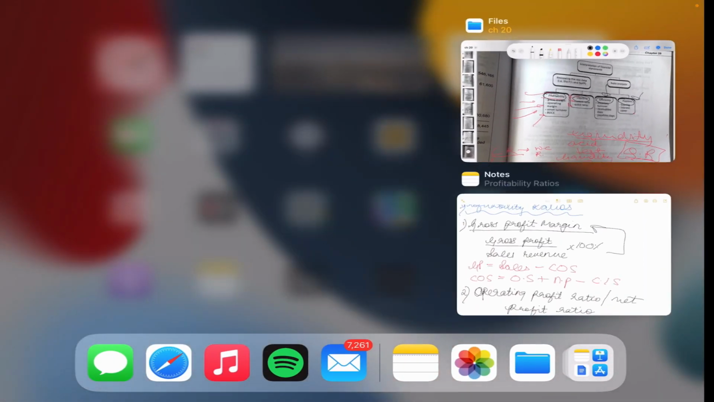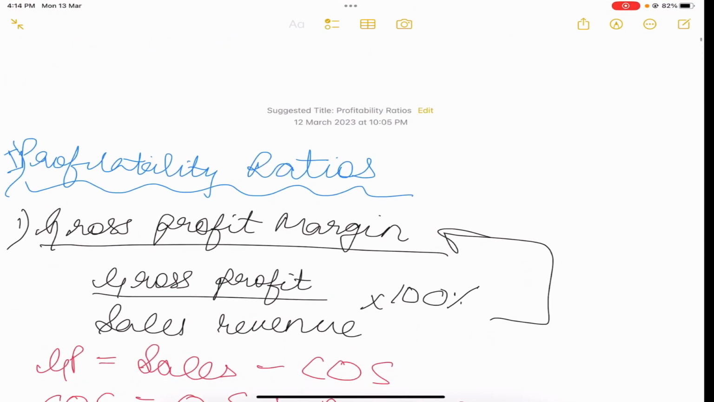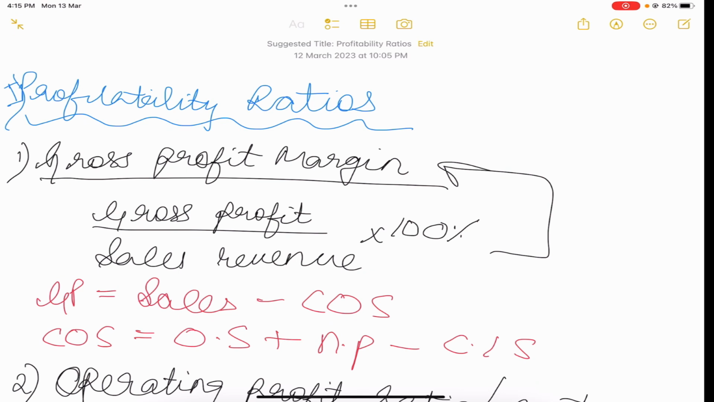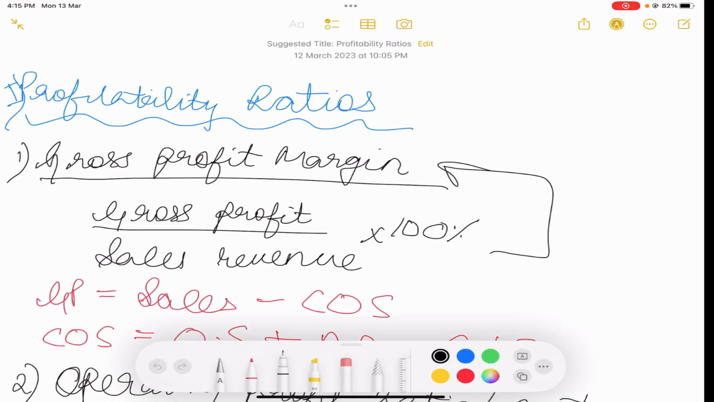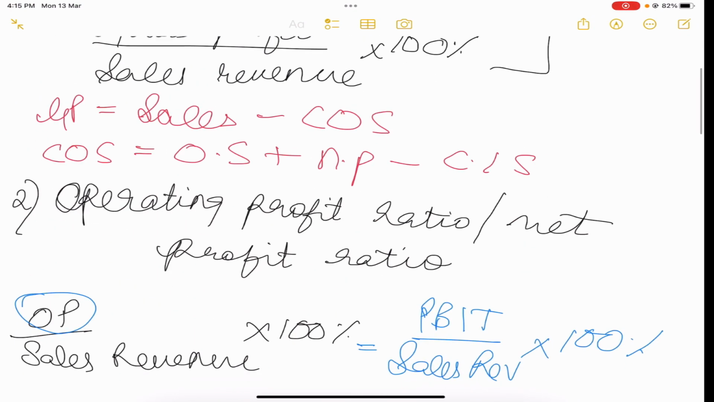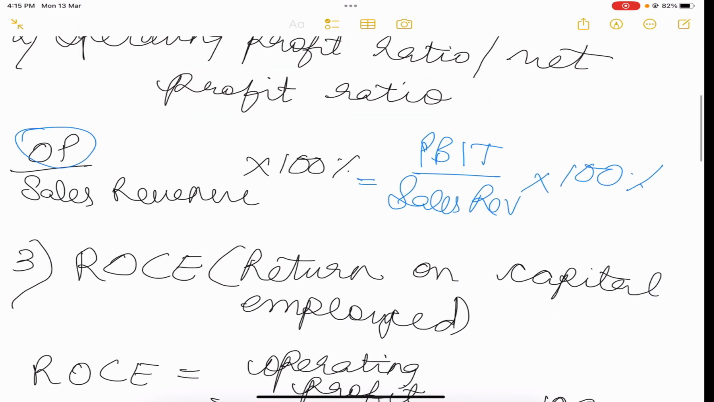Before starting with them, I'll quickly revise the formulas. First we saw the profitability ratios. In the profitability ratios, we saw gross profit margin, which is gross profit upon sales revenue multiplied by 100%. And what is gross profit? It is sales minus cost of sales. And what is cost of sales? It is opening stock plus net purchases minus closing stock.